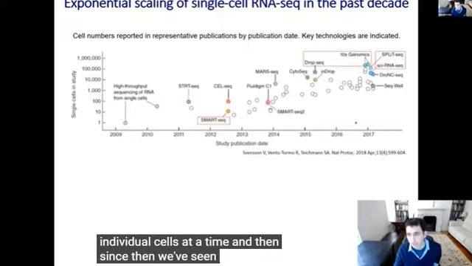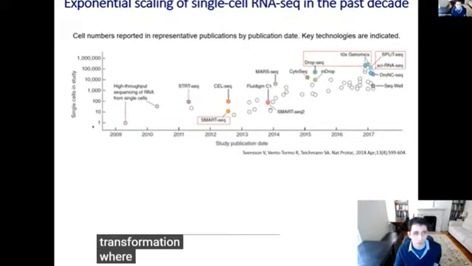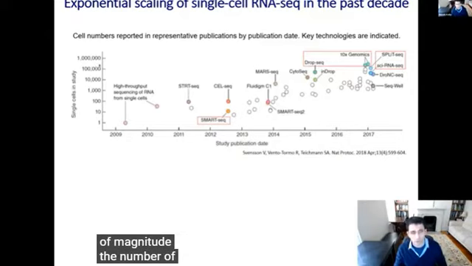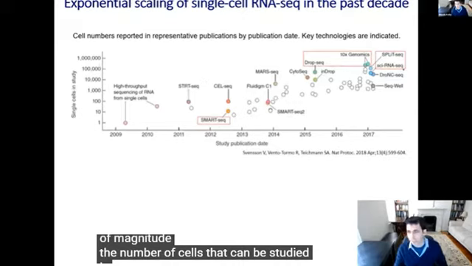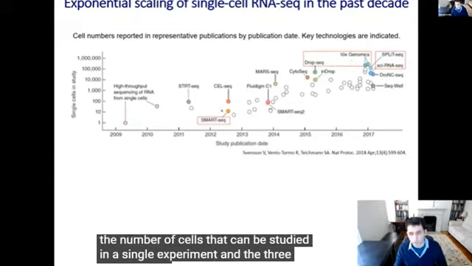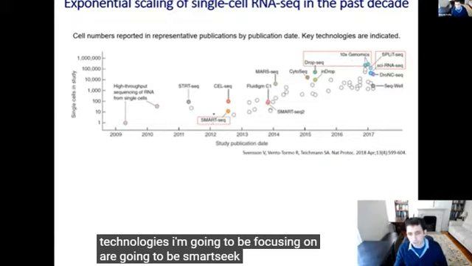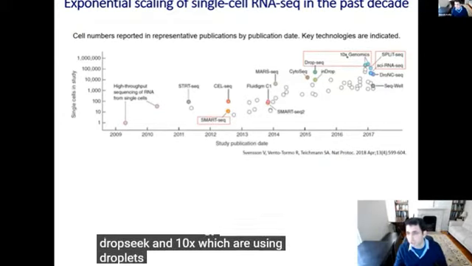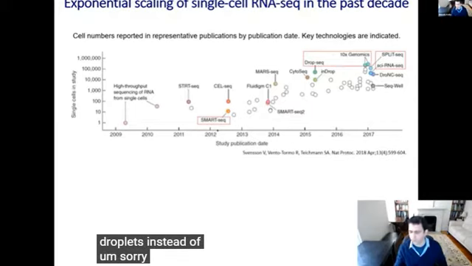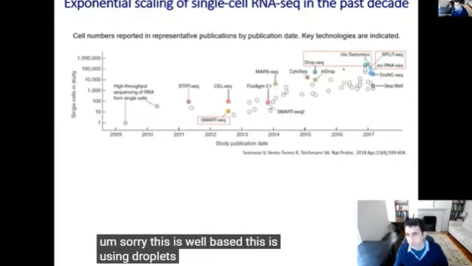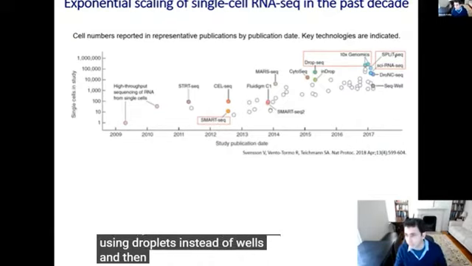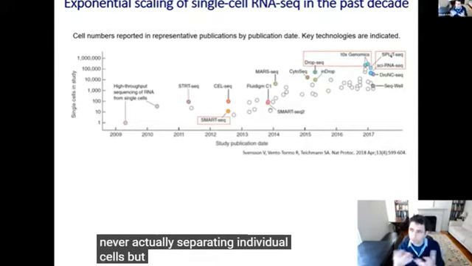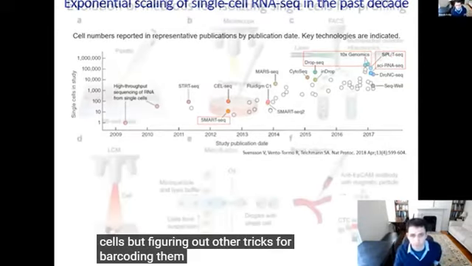And then since then, we've seen a dramatic transformation where we have scaled by several orders of magnitude the number of cells that can be studied in a single experiment. And the three technologies that I'm going to be focusing on are going to be SmartSeq, which is using well-based technology, DropSeq and 10x, which are using droplets instead of wells. This is using droplets instead of wells. And then SplitSeq, which is never actually separating individual cells, but figuring out other tricks for barcoding them.